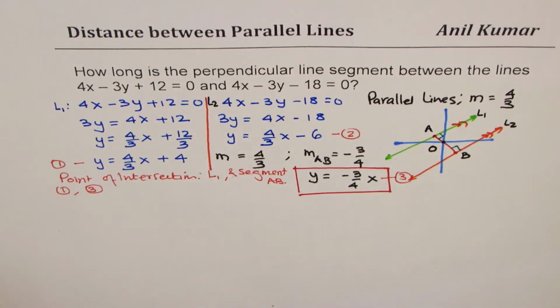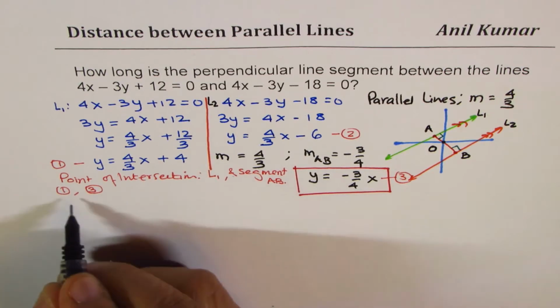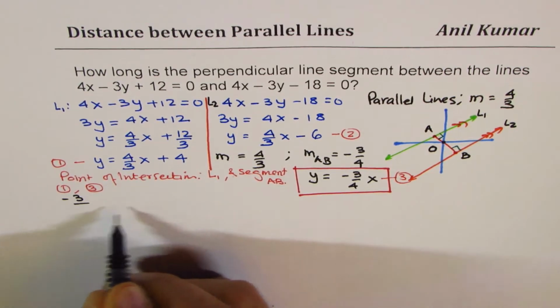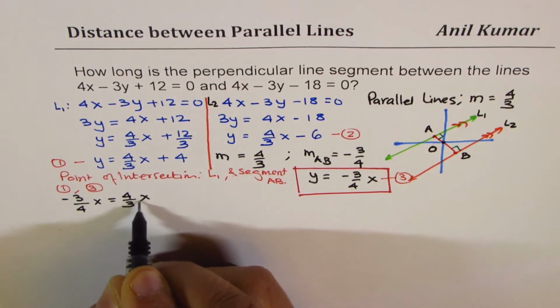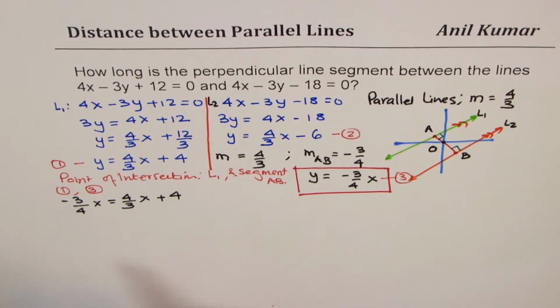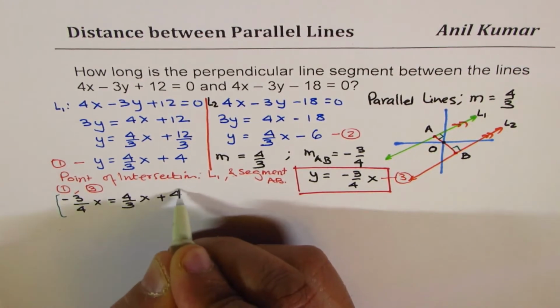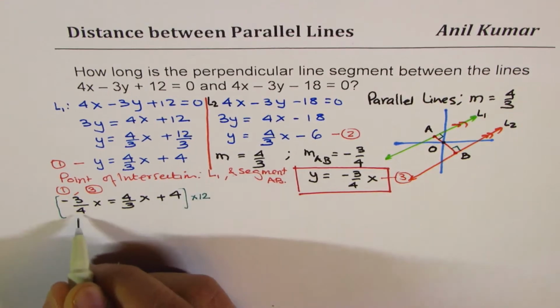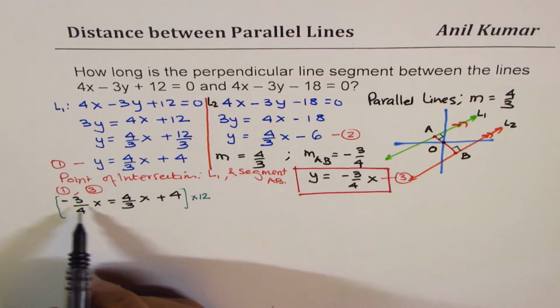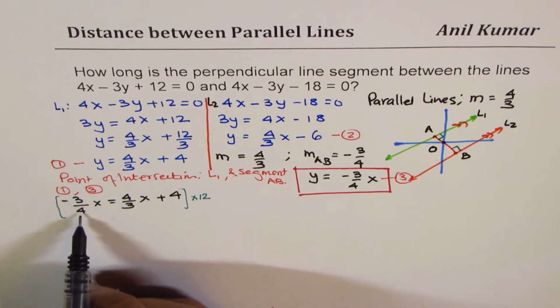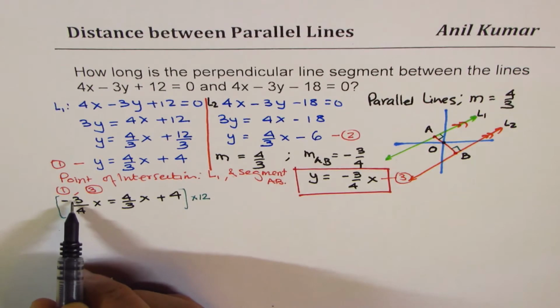So when you combine these two, then you get minus 3 over 4 x equals 4 over 3 x plus 4, correct? To get rid of fractions, we can multiply by 12. So let's multiply both sides by 12. So we get rid of these fractions. Now we can write 4 times 3. 12 goes 4 times, so 3 times 3 is 9.